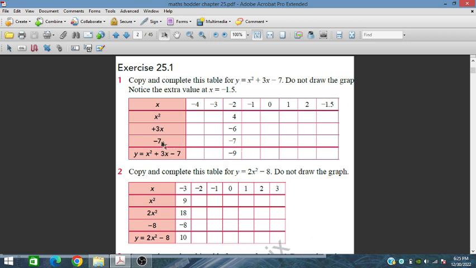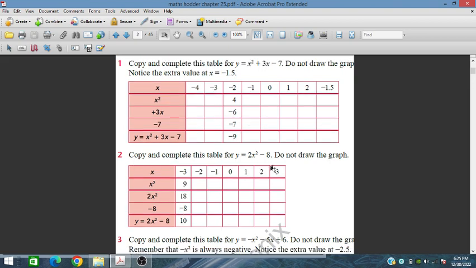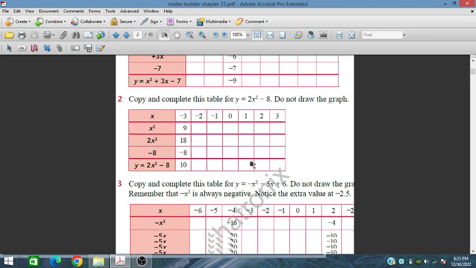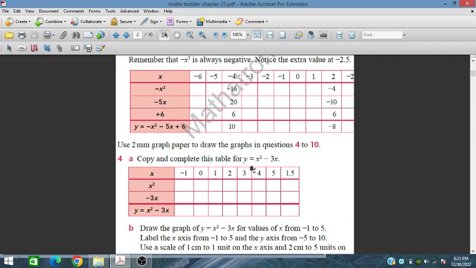Similarly, minus 7 is added: minus 7 here, minus 7, minus 7, minus 7, and then we will add these, x squared plus 3x minus 7, and write the result here. So we put it all here, and similarly for the next questions.